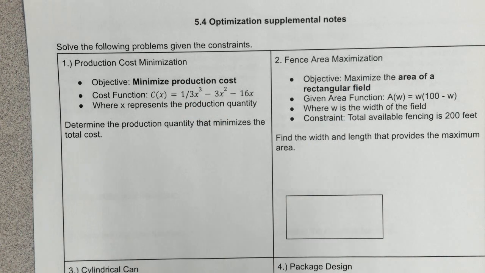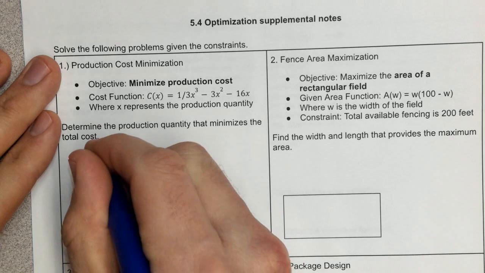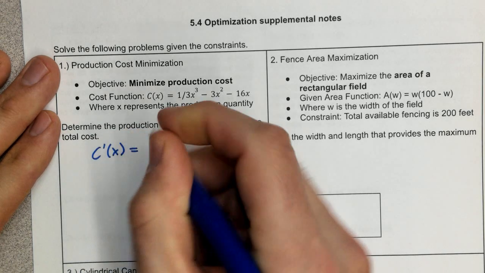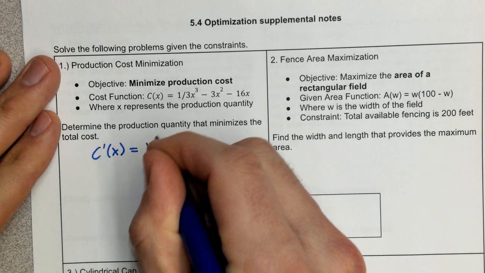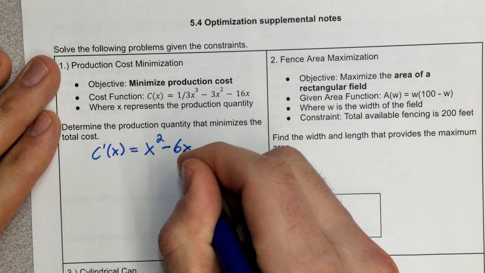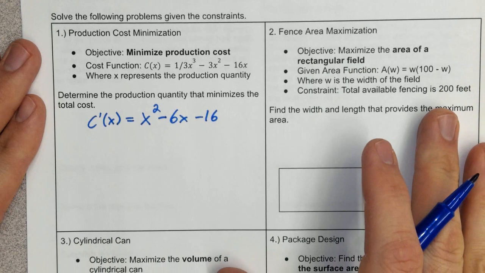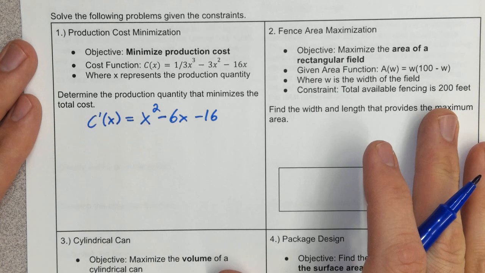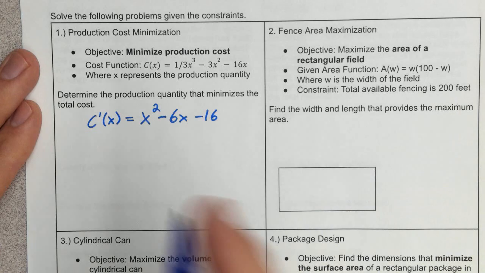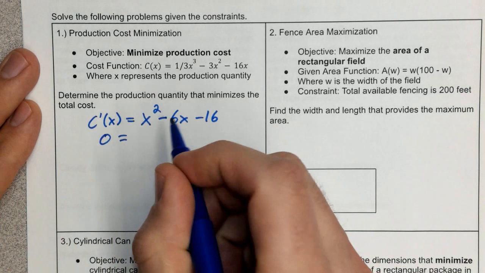And so really all we're doing is applying what we learned in the last section about finding derivatives, finding critical points, and then evaluating whether it is a minimum or a maximum based on the critical points that we have. So let's start off just by finding the derivative. C prime of x is going to be equal to x squared minus 6x minus 16. And then we want to find critical points. That's where the derivative is 0 or does not exist. There's no place where this doesn't exist, so we just want to figure out when this is 0. We're going to do that by factoring.